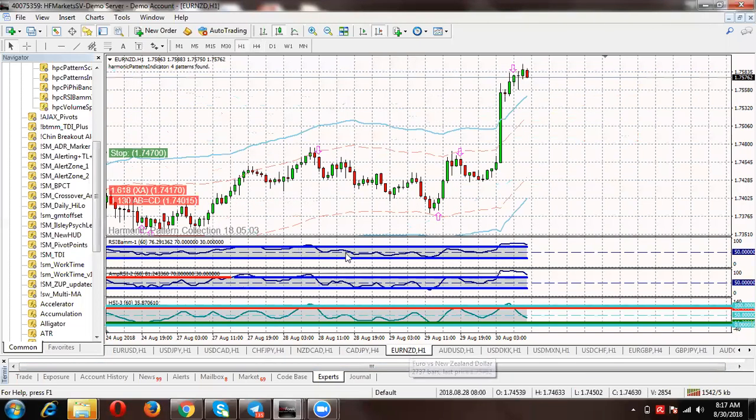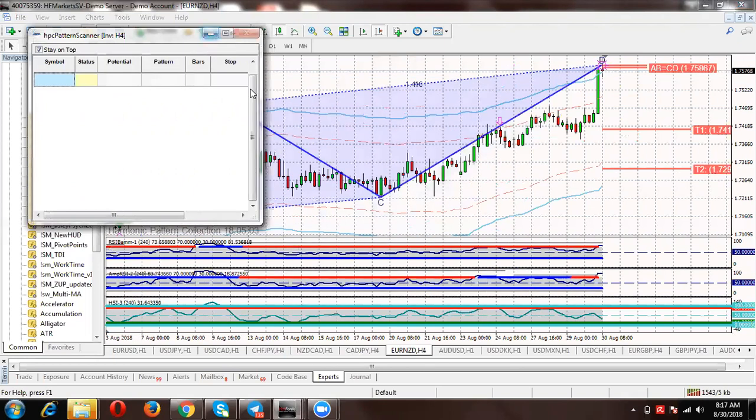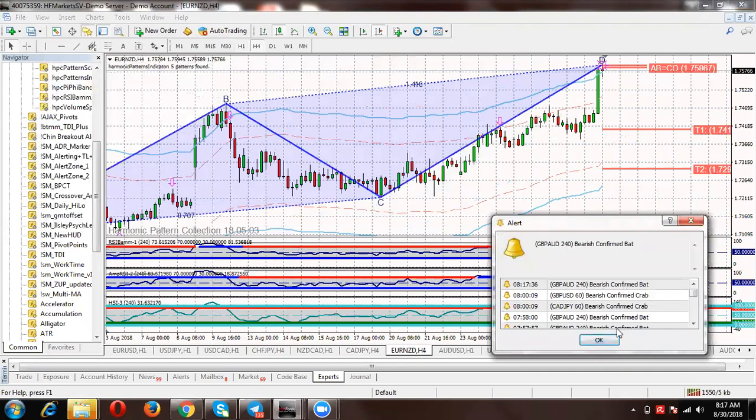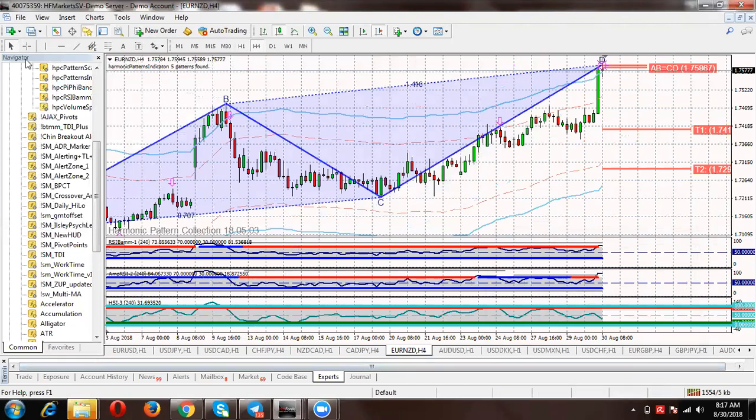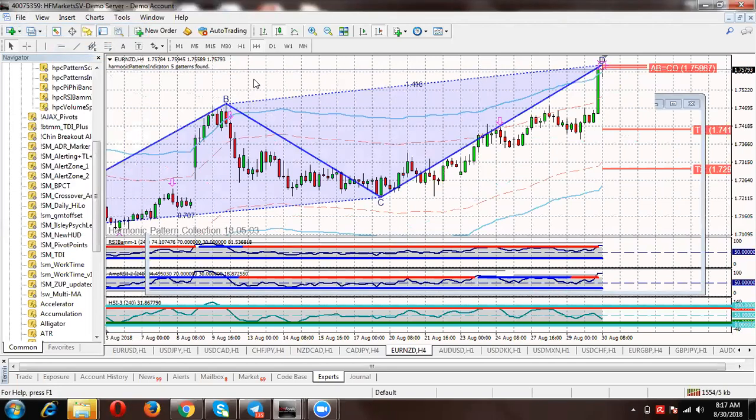Euro NZD is a pending pattern on the 4 hour. Okay, we have GU, so let's head over to GU and check. An alert just came for GU on the 1 hour time frame.